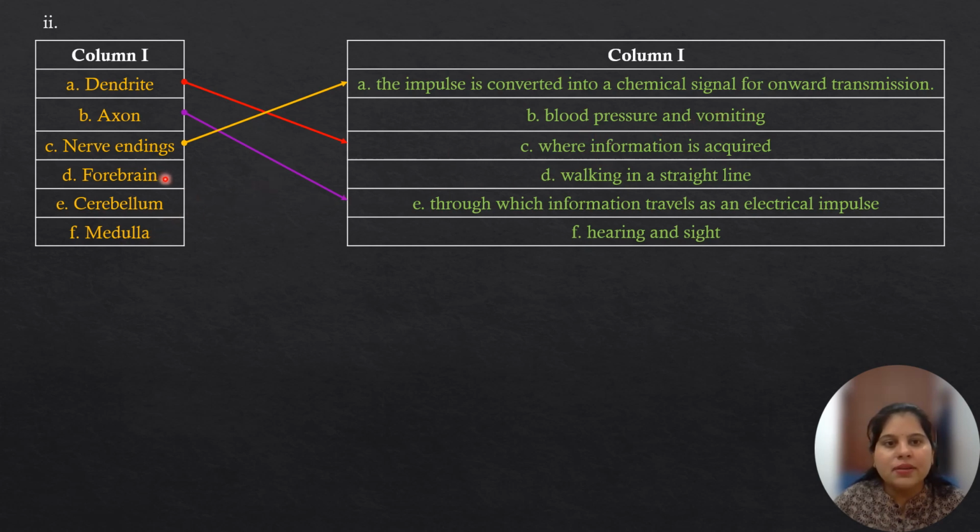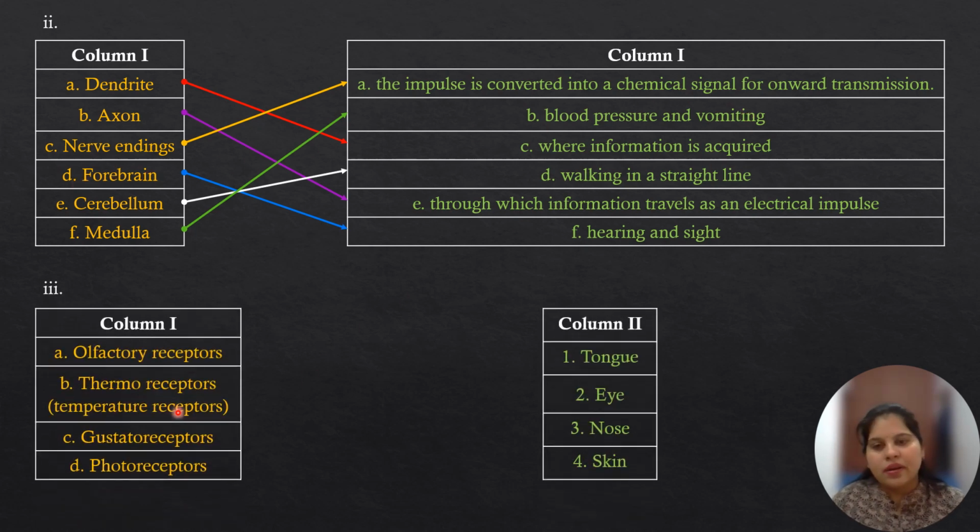So forebrain is responsible for hearing and sight. Cerebellum, walking in a straight line, and medulla, it controls the involuntary functions like blood pressure and vomiting. Next question is, in the first column, types of receptors are given, and you have to tell which sense organ has these receptors.